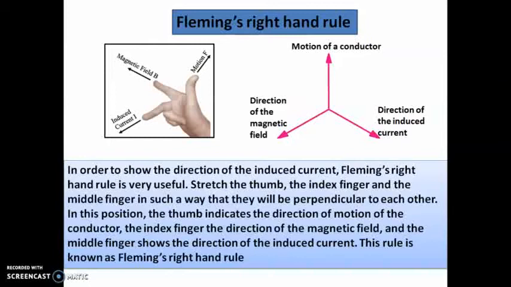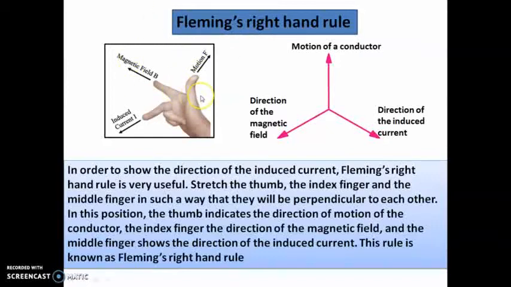Now, this is again given by Fleming's right hand rule. One more rule. Okay, so in order to understand the direction, one more rule is given. Stretch the thumb, the index finger and the middle finger in such a way that they are perpendicular to each other. In this position, the thumb indicates the direction of motion of the conductor, the index finger the direction of the magnetic field, and the middle finger shows the direction of induced current. So this rule is known as Fleming's right hand rule.